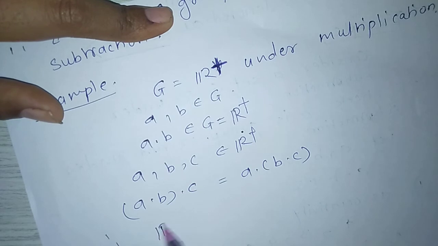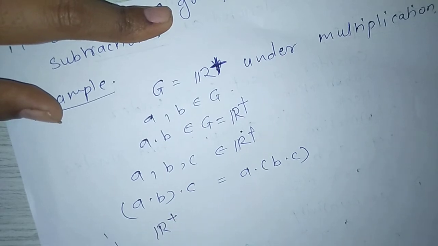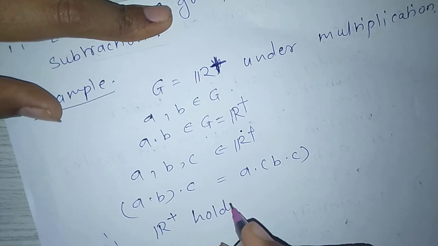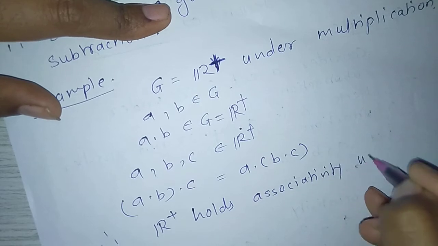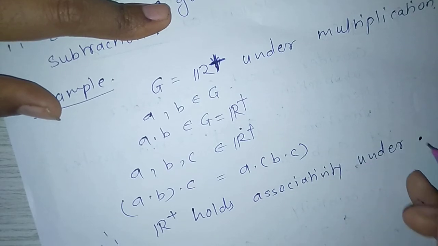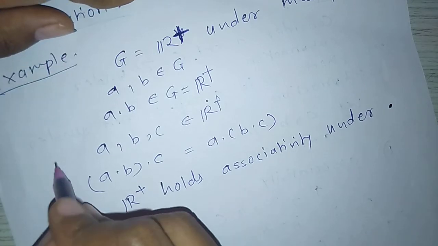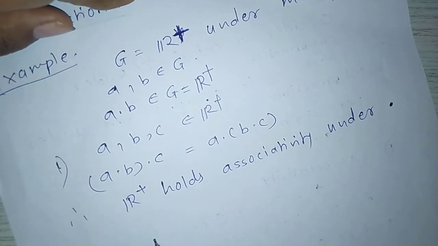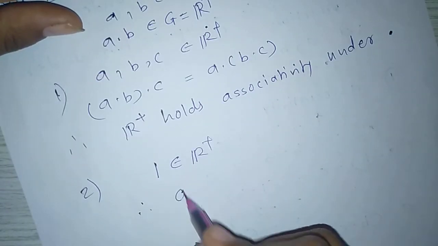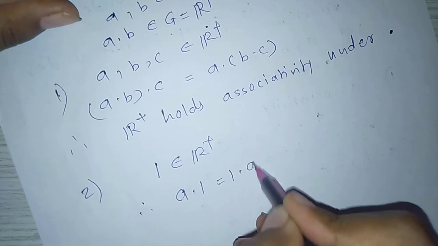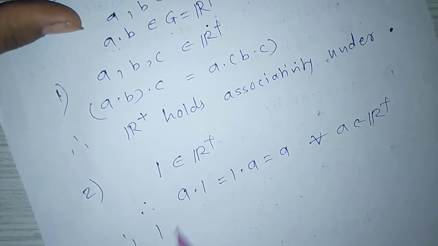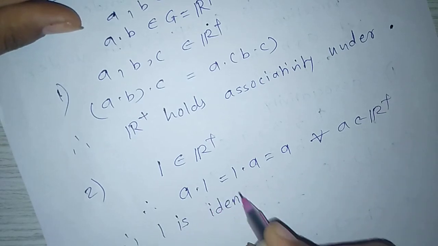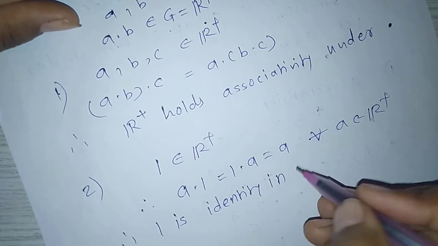Therefore, R plus holds associativity under multiplication. Second, 1 belongs to R plus, therefore a into 1 equal to 1 into a equal to a for all a belongs to R plus. Therefore 1 is the identity in R plus.